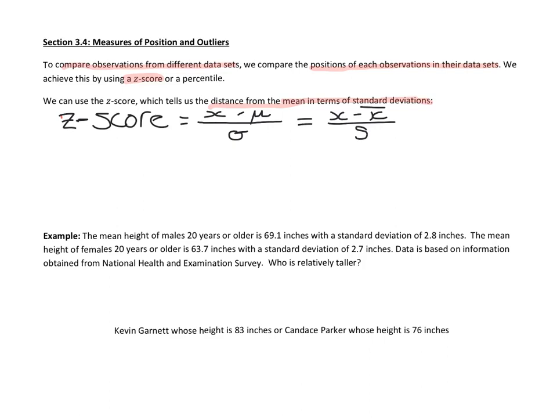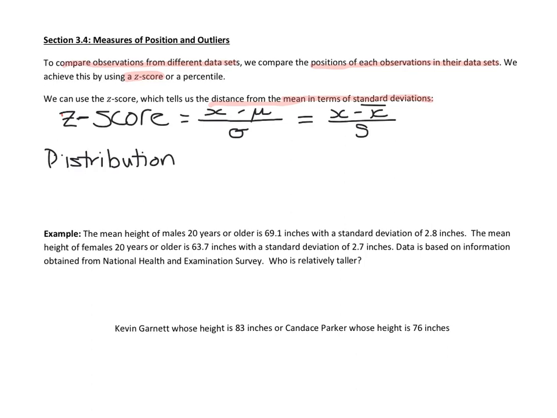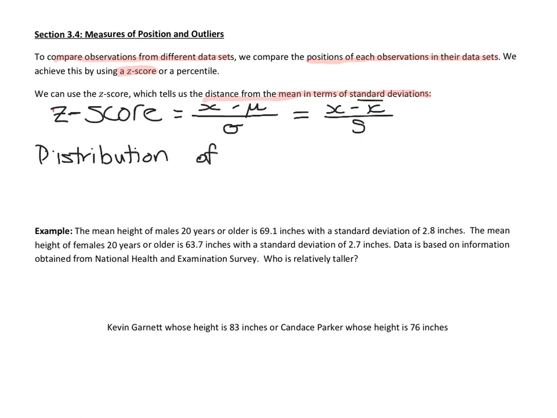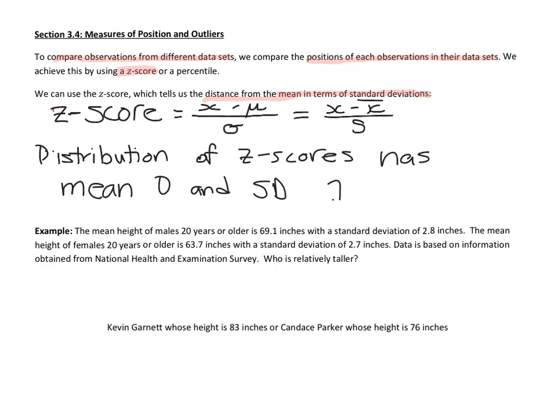If we were to make a histogram of all the z-scores, so for all the observations we calculate their z-score, and then we plot them and make a histogram, the distribution of z-scores has mean 0 and standard deviation 1.